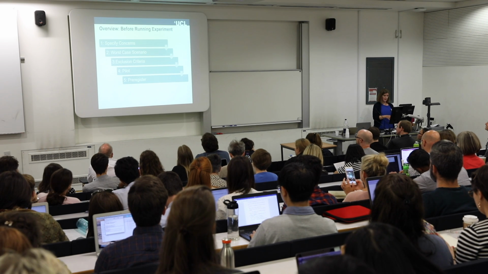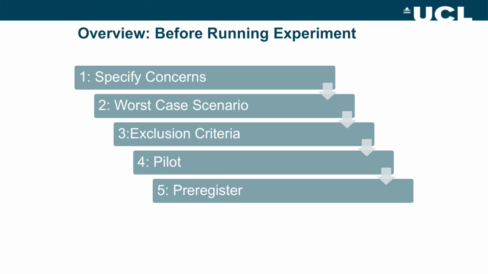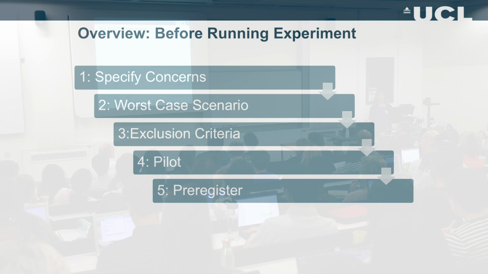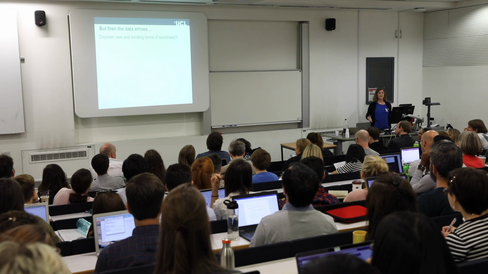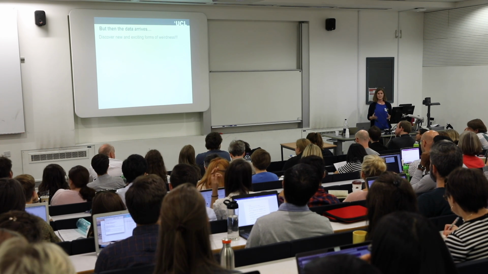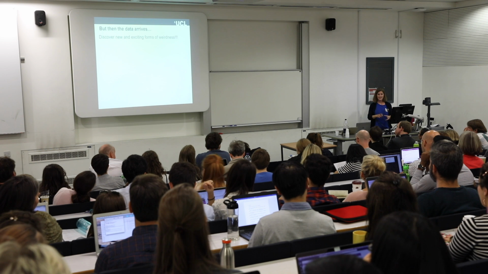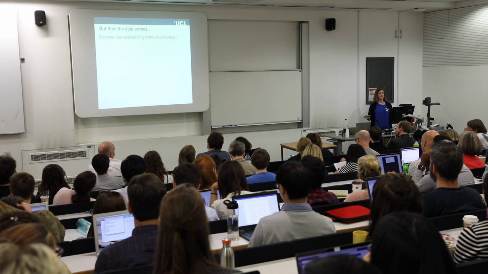So, you specify your concerns, you think about the worst case scenario, you decide on some sensible exclusion criteria, you pilot to check that those are sensible, and then you pre-register. And of course, you then have the perfect experiment. And then the data arrives. And every experiment, every new task, you will find new and exciting forms of weirdness. People are incredibly inventive. In the lab and in online experiments, they will find new ways of screwing up your experiment.